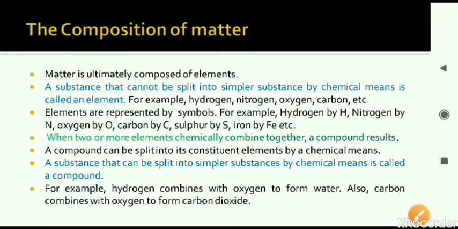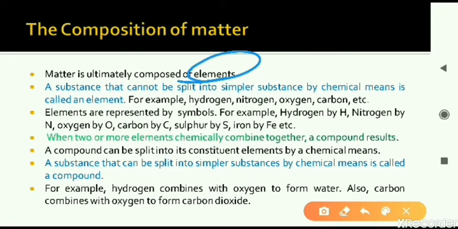So here we have the topic, the composition of matter. We've been learning about matter and it is shown in 3 states, that is solid, liquid and gas. Now what is this matter made up of? The answer is matter is ultimately composed of elements. Yes, different types of molecules are there, and those molecules are actually made up of elements.